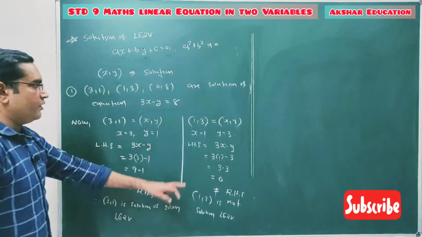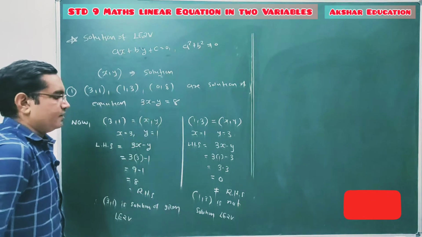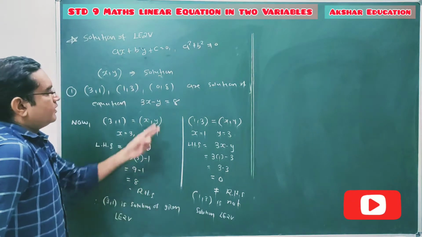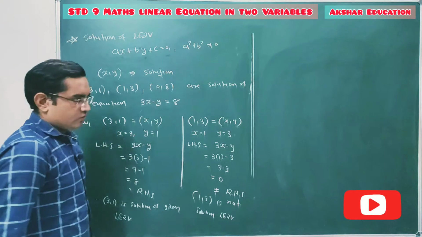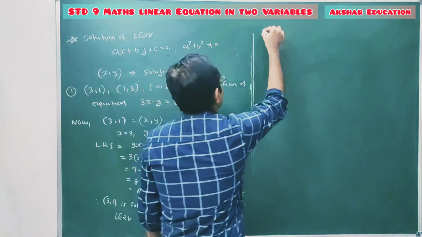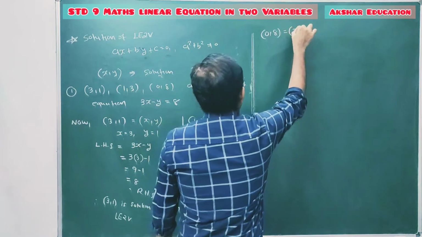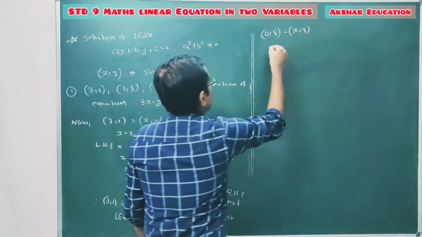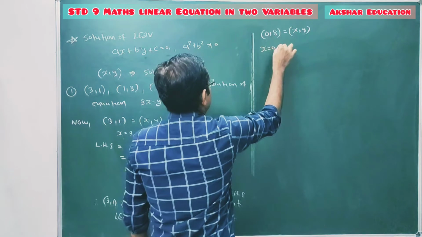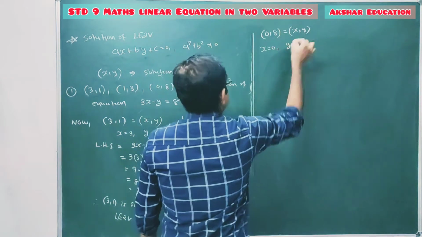Given linear equation of two variable का ये solution नहीं है. Done. Now let's check for the third order pair. So here given third order pair is (0, 8). So (0, 8), compare (0, 8) with (x, y). So we are getting x equal to 0 and y equal to 8.